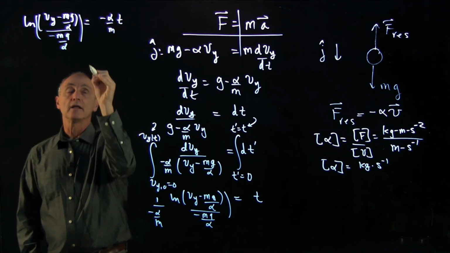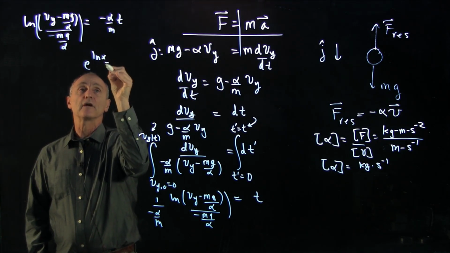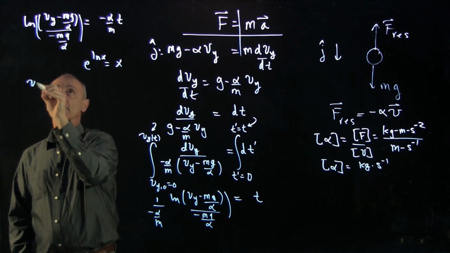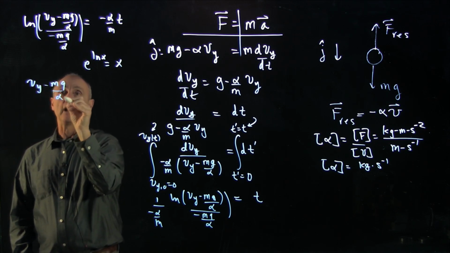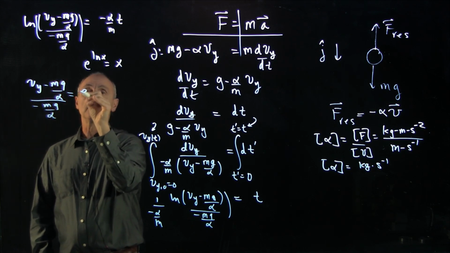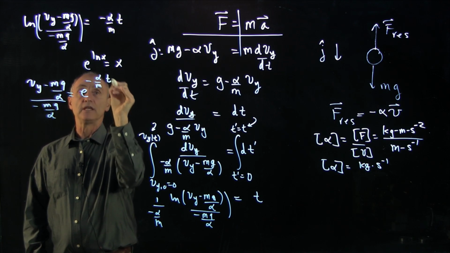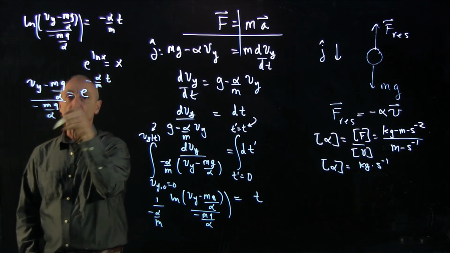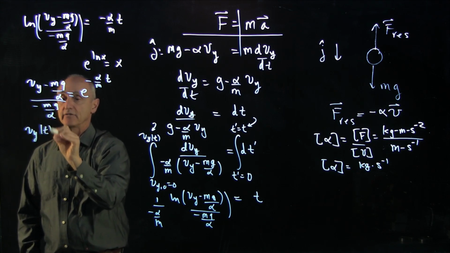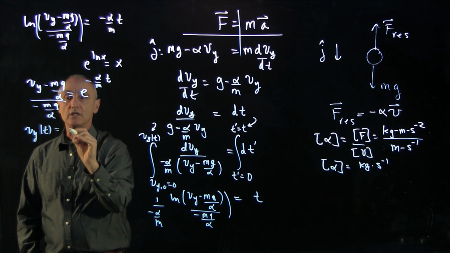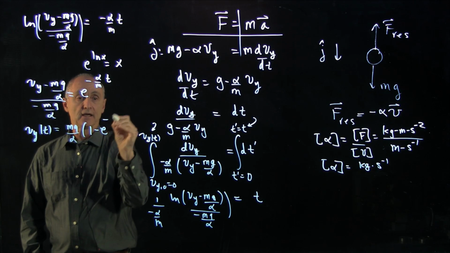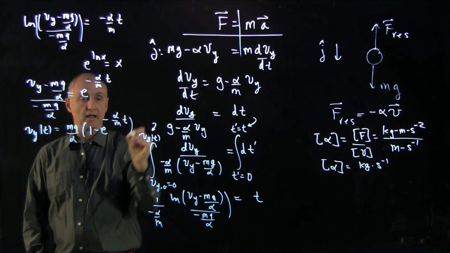Now, recall that e to the log of any quantity x is equal to x. So if I exponentiate both sides, I get vy minus mg over alpha divided by minus mg over alpha is equal to the exponential e to the minus alpha over m t. Now the last step is simply to bring this over to there, multiply, and do a little bit of algebra. And so I get that the velocity as a function of time is equal to mg over alpha times 1 minus e to the minus alpha over m t.